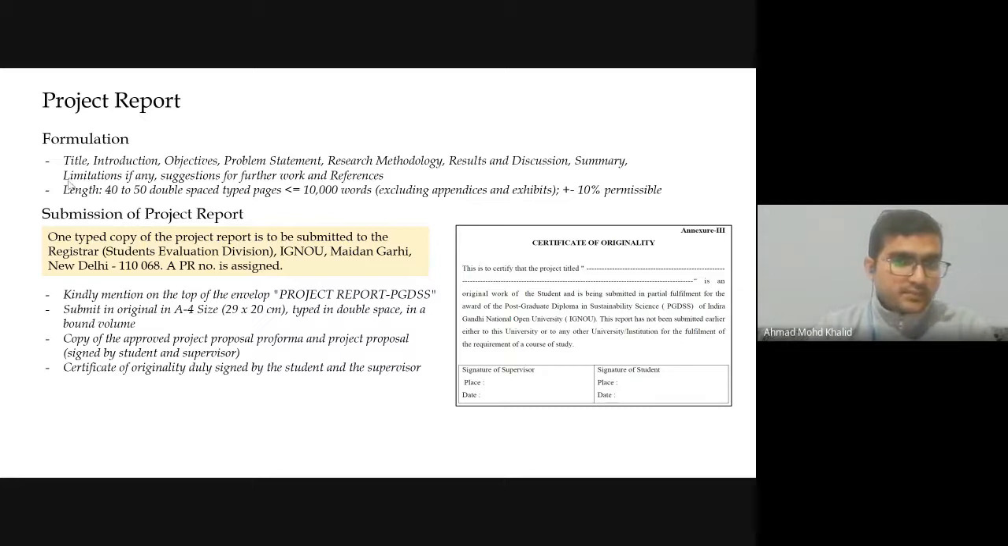And again, like the proposal, you will submit your project report. There's address, and there's a division. You will send one copy to the registrar, student evaluation division. And you also have to ensure in your project report that the work you have done is your original work. And for that, you have to certify, and your certificate of originality is there. You will sign it, your supervisor will sign it, that it's your own work for ethical purposes.